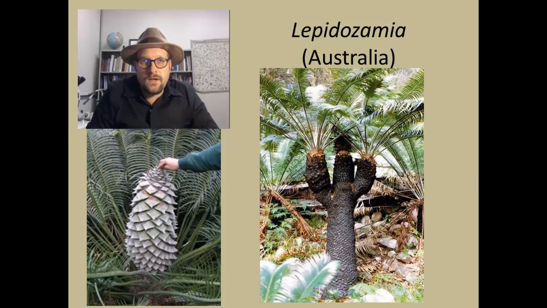The next living cycad is the Australian Lepidozamia, which is the largest of the living cycads, growing up to 15 meters tall with these very broad fronds.